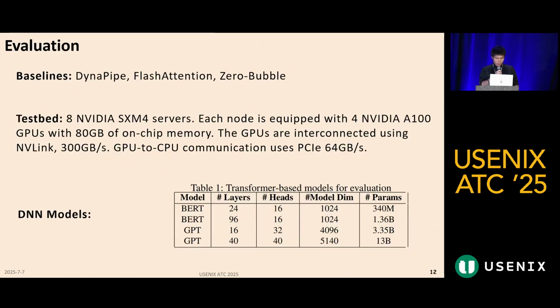We conducted comprehensive evaluations of FlexPipe. We compared FlexPipe against DynaPipe, flash attention, and zero bubble, which represent different optimization perspectives. Our test bed consists of 8 servers, each equipped with 4 NVIDIA A100 GPUs. We evaluate FlexPipe using variants of BERT and GPT models as detailed in Table 1.